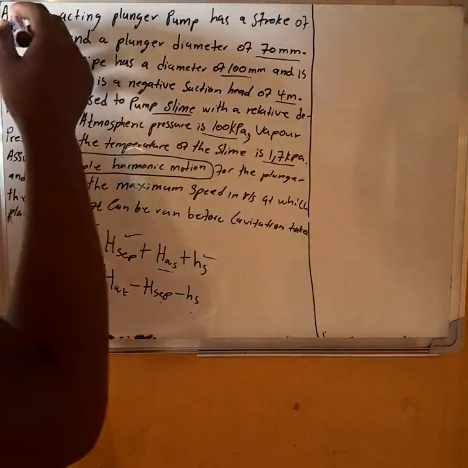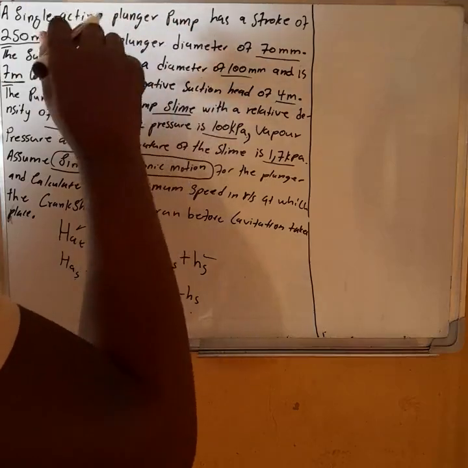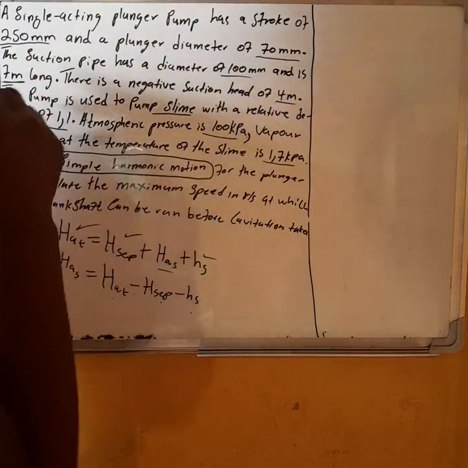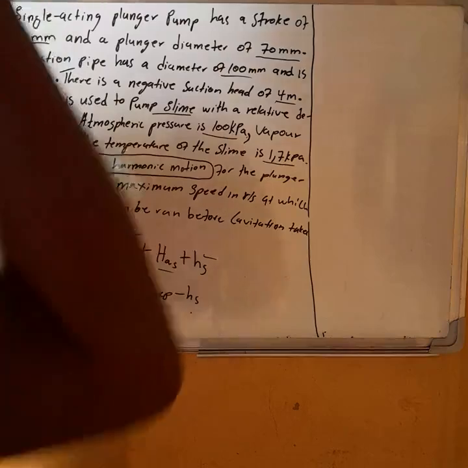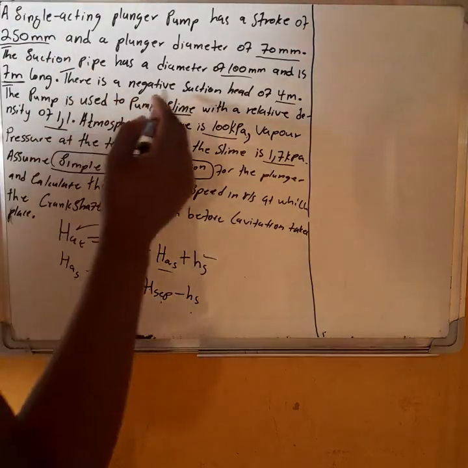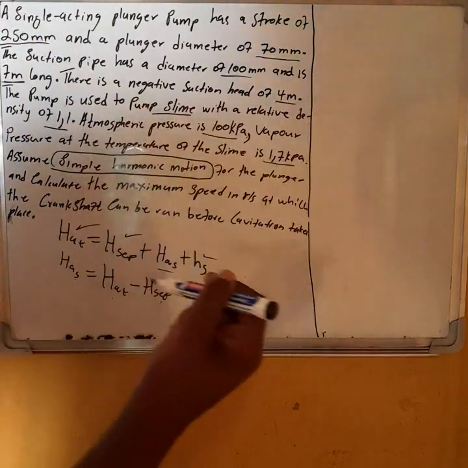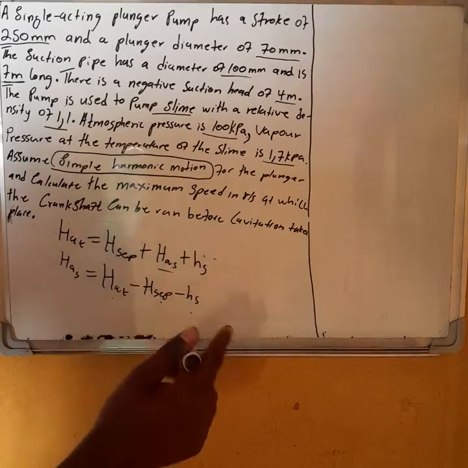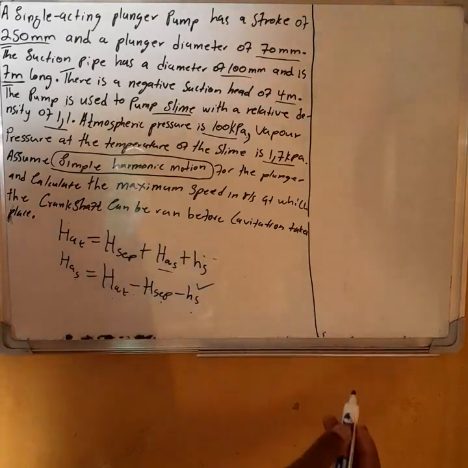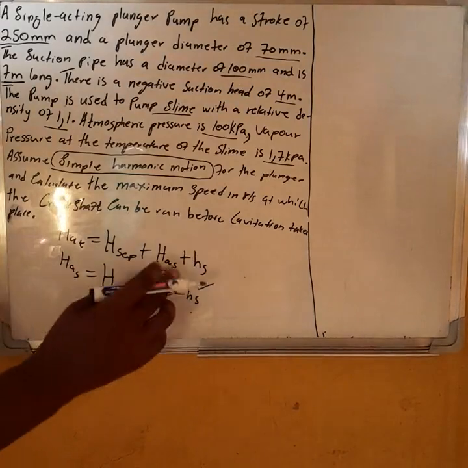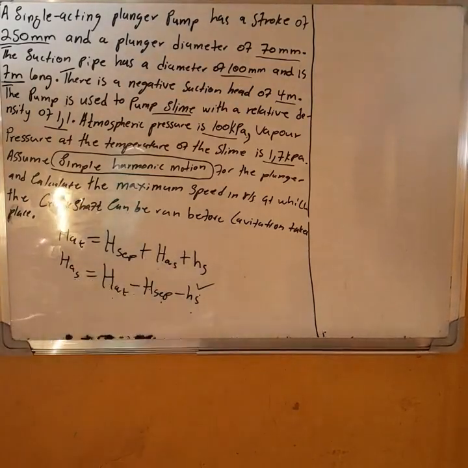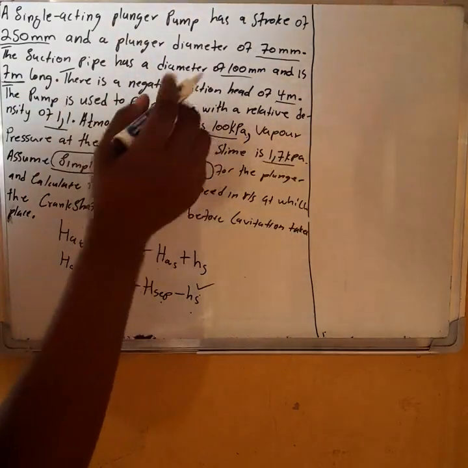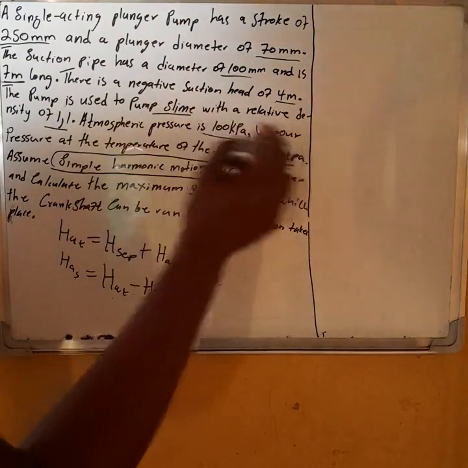Now, a single acting plunger pump has a stroke. We have the plunger diameter and the suction pipe diameter. Okay, there is a negative suction head. We have a suction head, right? We have it from the statement. Let me tick it. Already we have this one. I've ticked it. And the pump is used to pump lime with the relative density.